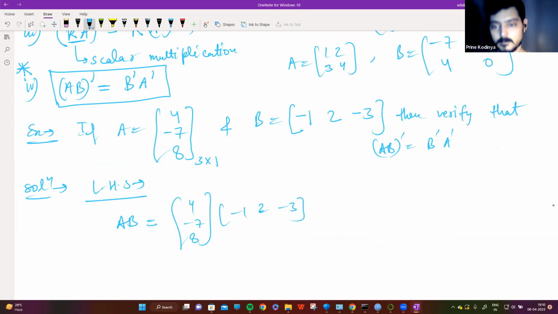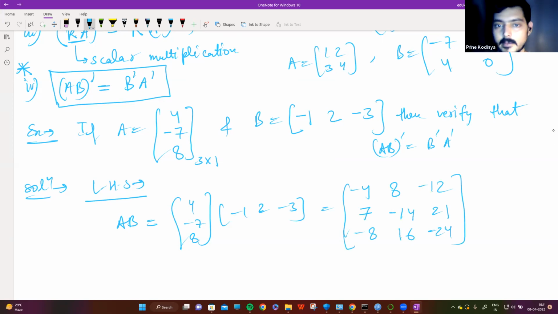So first row, first column. What would be the order of the multiplication? That is the order of AB, 3 cross 3, right? Because it's 3 cross 1 and 1 cross 3. First row with first column, so that should be -4. First row with second column, 8, -2. Second row with first column, 7, -14, 21, then -8, 16, and -20. That should be AB.